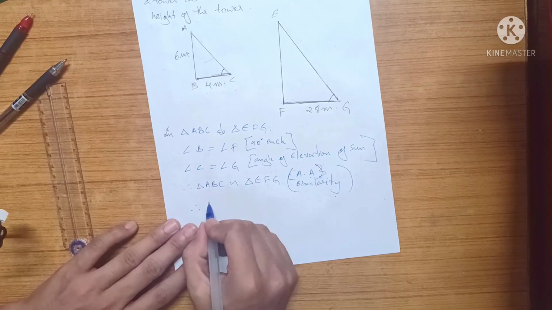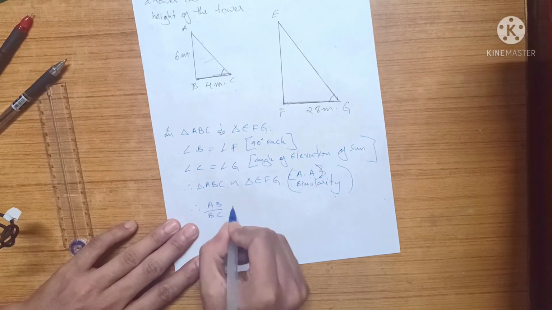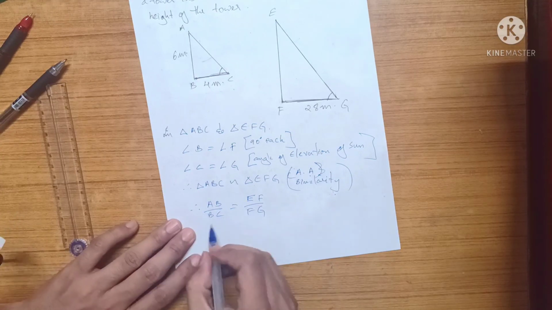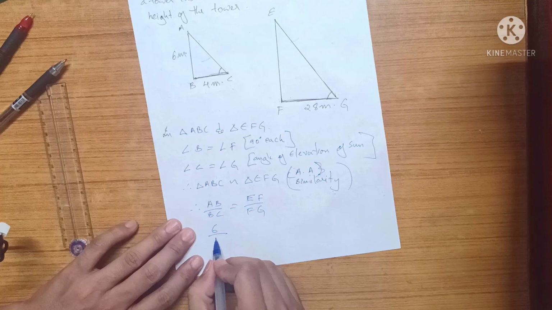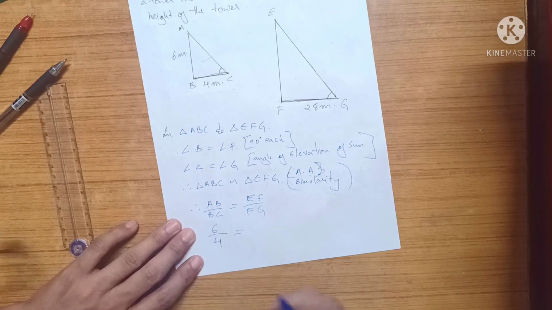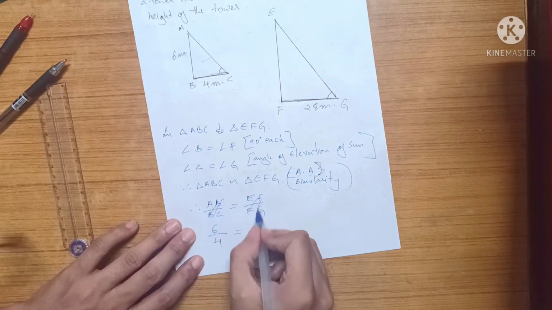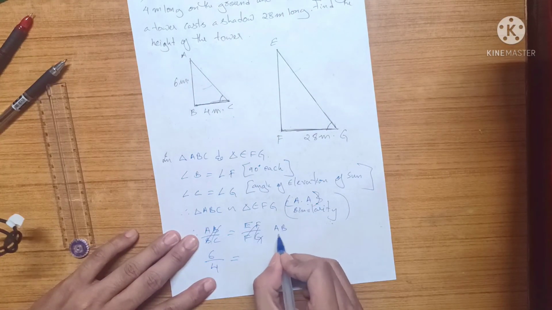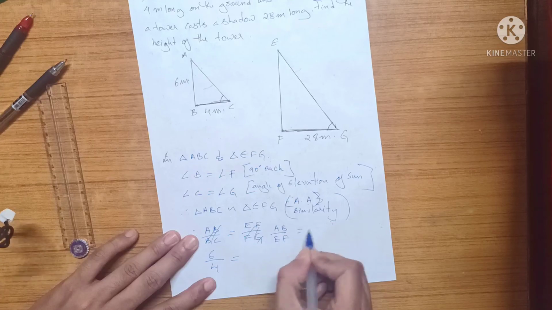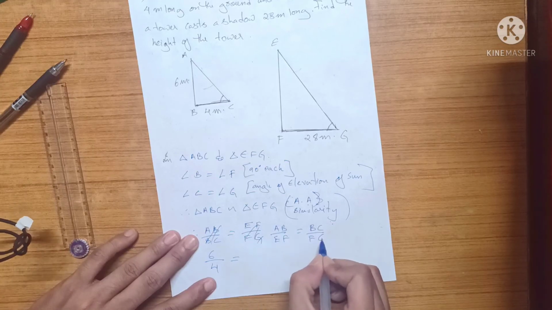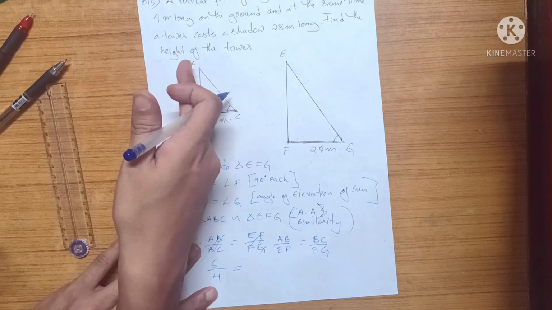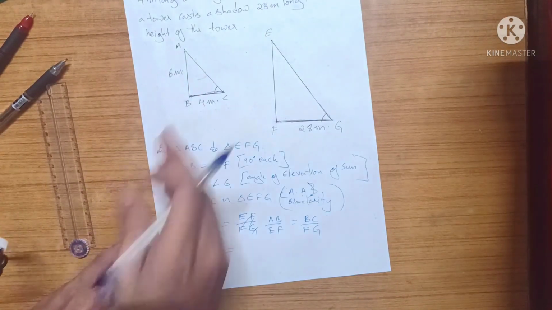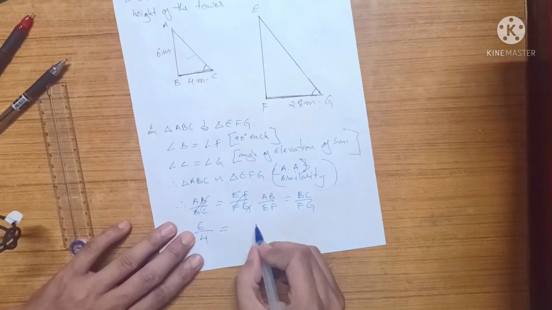Now therefore we can say AB by BC equal to EF by FG. What is AB? AB is 6, BC is 4. Oh sorry, this by this equal to this by this. AB by EF equal to BC by FG. It's always going to be one side of this triangle and the other side of this triangle, not this by this. It's always going to be this by this, this by this.